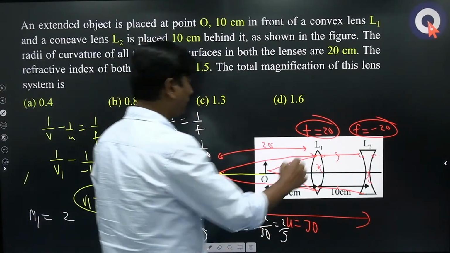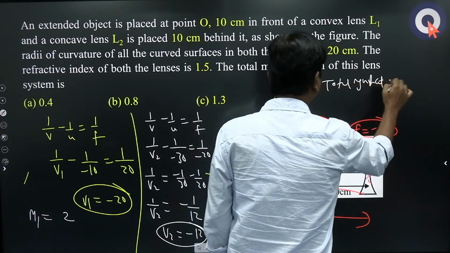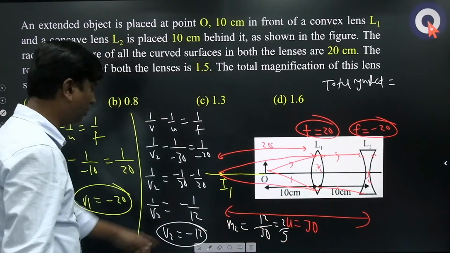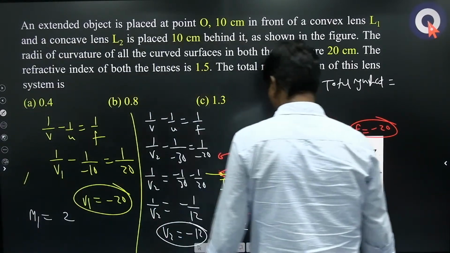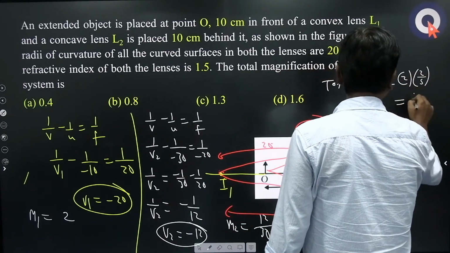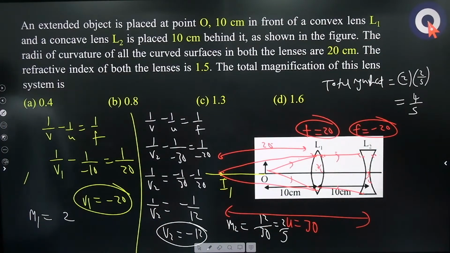So total magnification is M1 into M2. M1 is 2, M2 is 2 by 5. So total magnification is 2 into 2 by 5, that is 4 by 5. Okay, so 4 by 5 we are getting, which is something like 0.8.